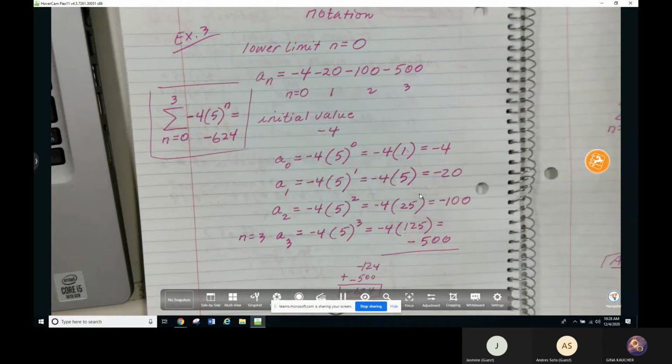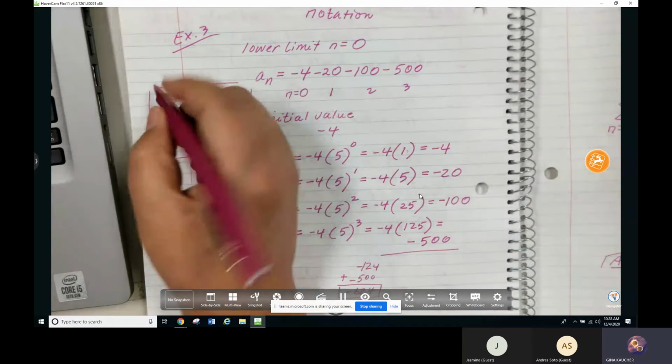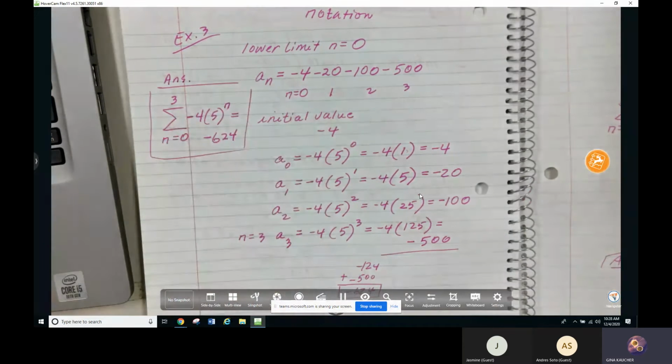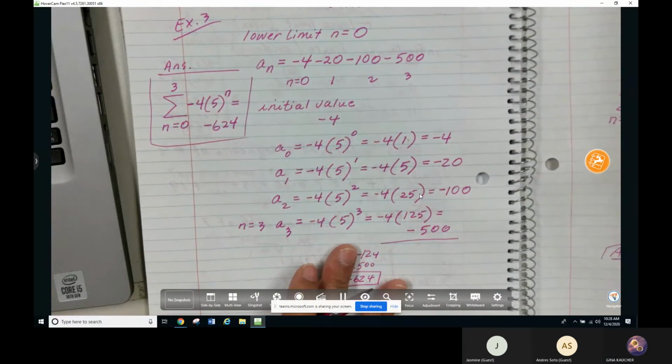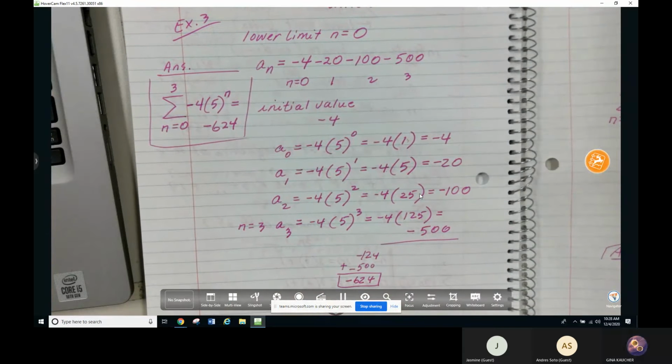Okay. So that's your answer. And we also found the sum. It said write the series using Sigma notation, but we also found this sum. We did the summation problem too.